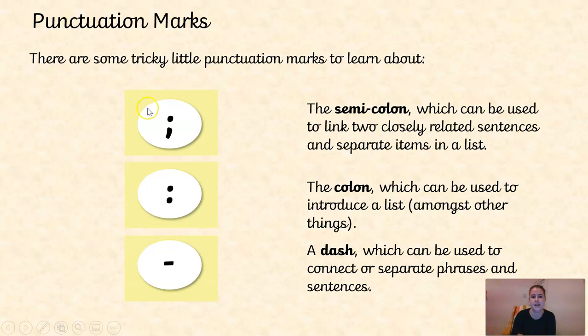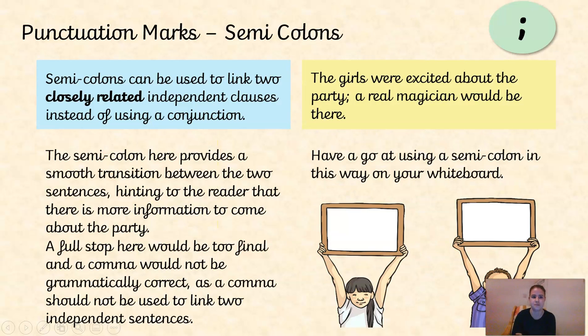So the first one that we have here, this is our semicolon. Now this can be used to link two closely related sentences and separate items in a list together. So when it needs to be closely related, the sentences need to be about the same subject. The colon here, which is our two dots, this can be used to introduce a list, okay? Usually amongst other things, but generally used when you are writing a list for something. And here we have a dash, which we have looked at before, and this can be used to connect or separate phrases and sentences. So let's explore this a little bit further.